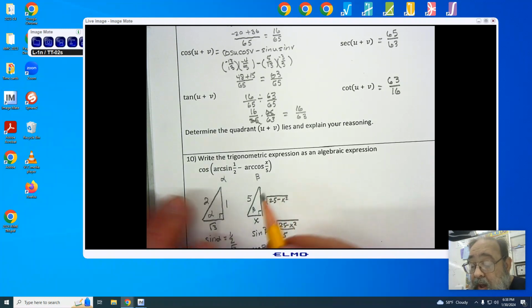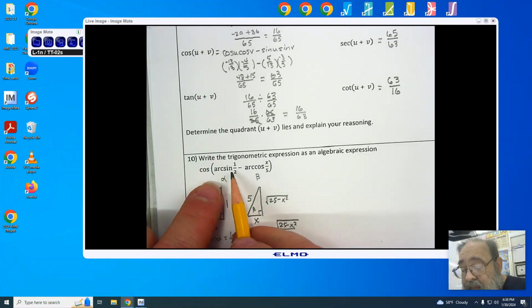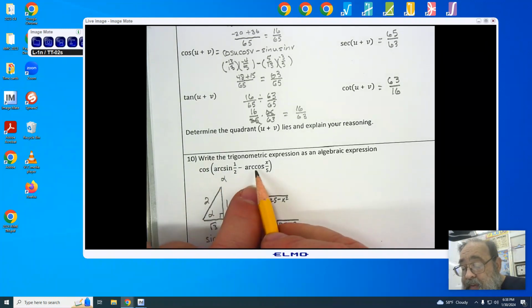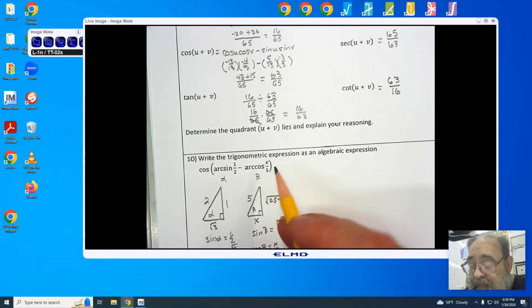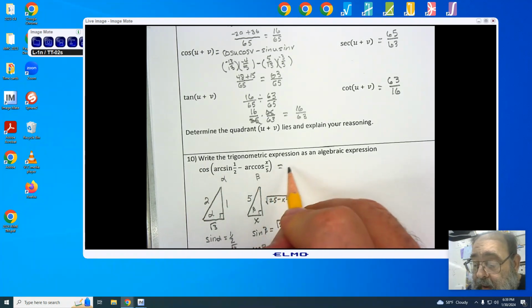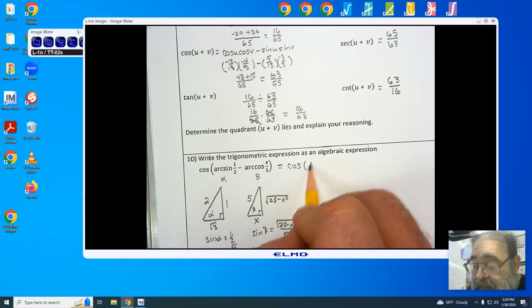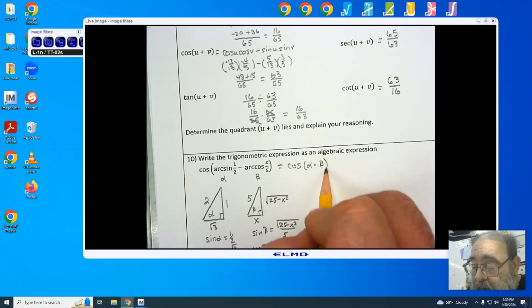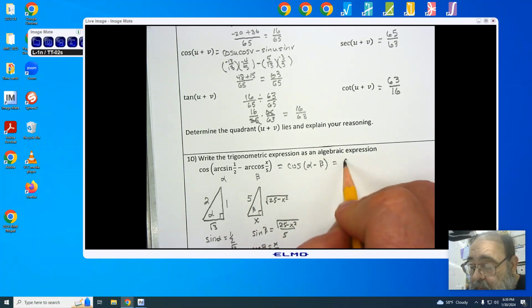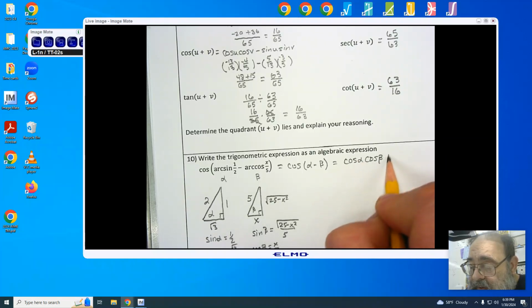Now you'll notice if the arcsine of 1/2 is the alpha and the arc cosine of x over 5 is the beta, I'm really looking at the cosine of alpha minus beta. We're going to write that formula down. Cosine alpha, cosine beta, plus sine alpha, sine beta.